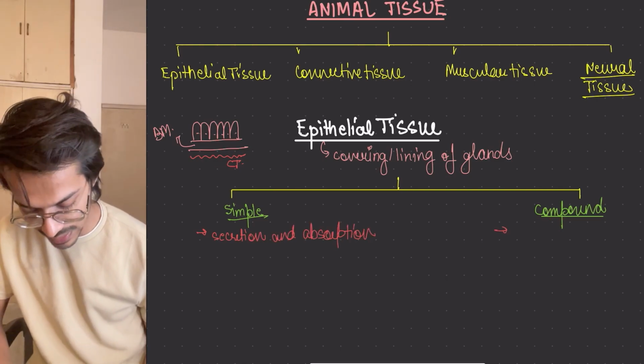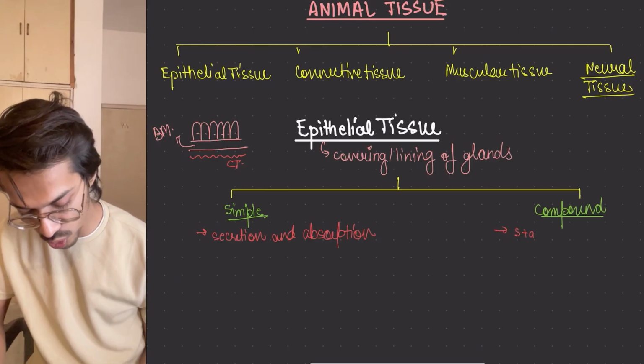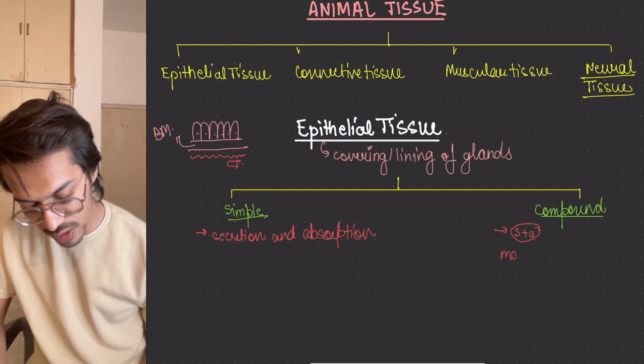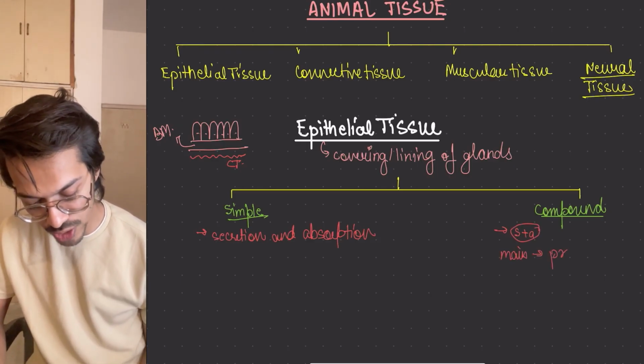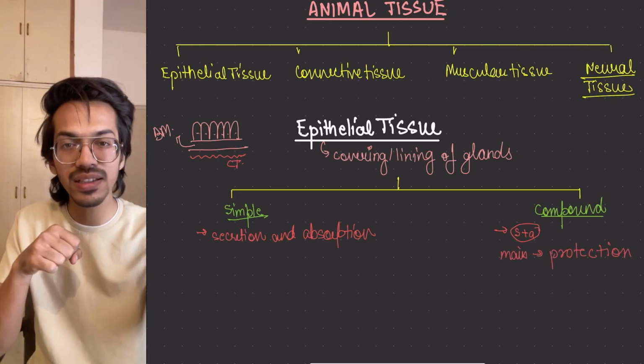Whereas compound epithelial tissue, what is its function? Its function is secretion plus absorption, NCERT says, but the main function is protection. Think now that if multiple layers are present, it means no one can get through.